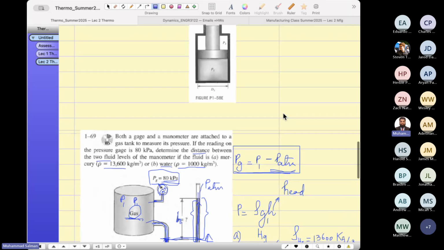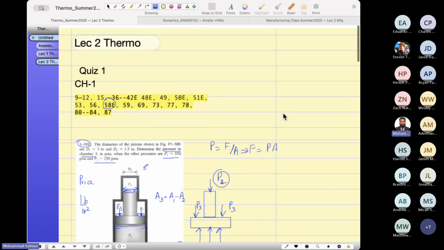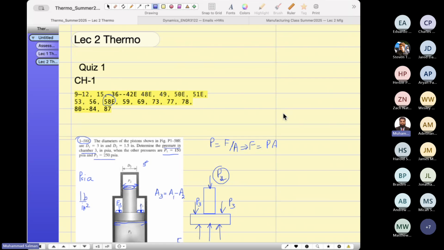You can write down in the chat box. Sometimes I'm not able to see the hand raised. Let's do the next question from the chapter. I want to solve one more question here for you guys.